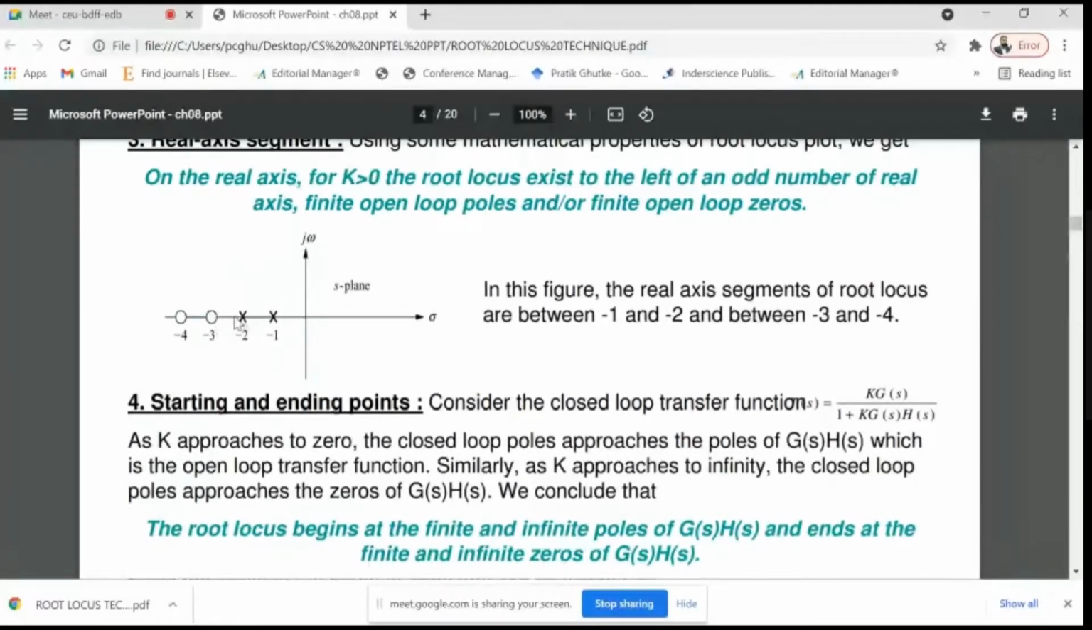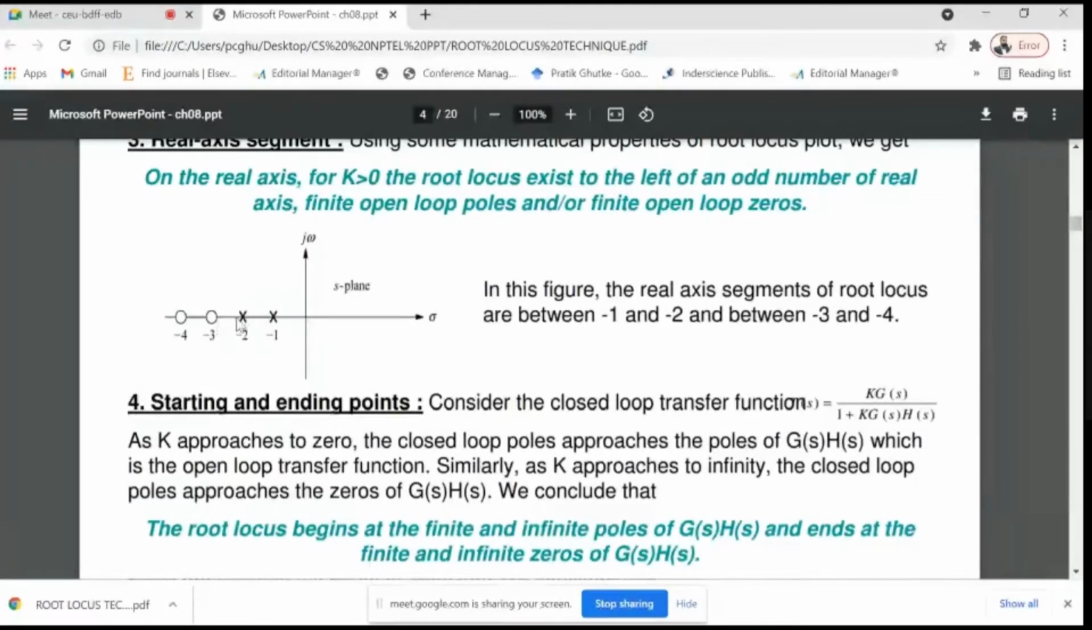The condition for root locus is that on the right hand side of a point, the number of poles or zeros should be odd. On the right hand side of minus 3, there is an even number of poles, 1 and 2, and 2 is an even number. That's why the root locus will not lie between minus 3 and minus 2.